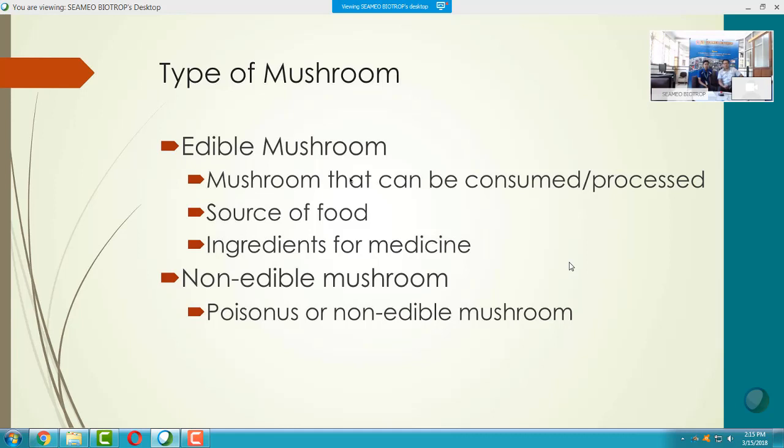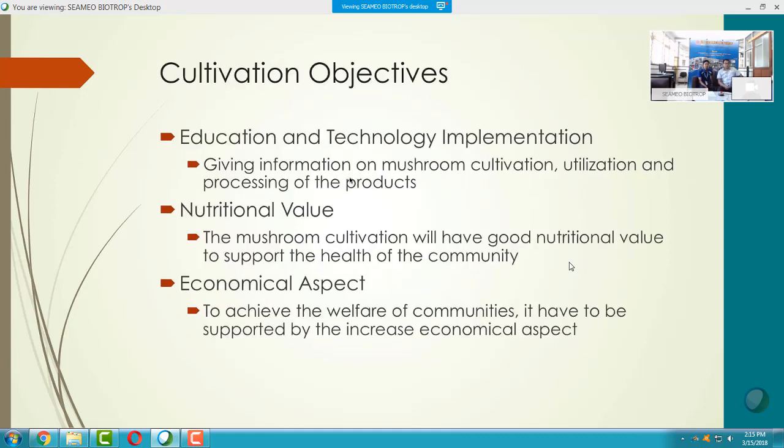And the other one is non-edible mushroom. It is poisonous or non-edible. Usually the characteristic of non-edible mushroom is that it has a bright color, and if you see it in the wild, no animals will eat this poisonous or non-edible mushroom.